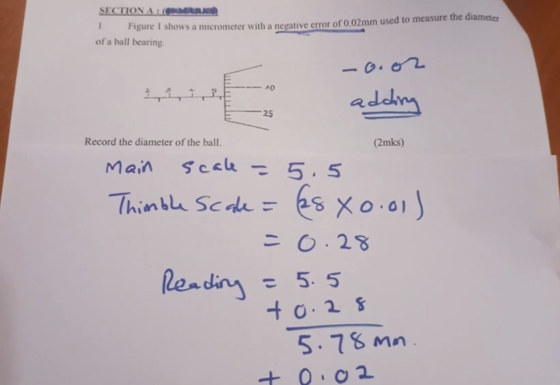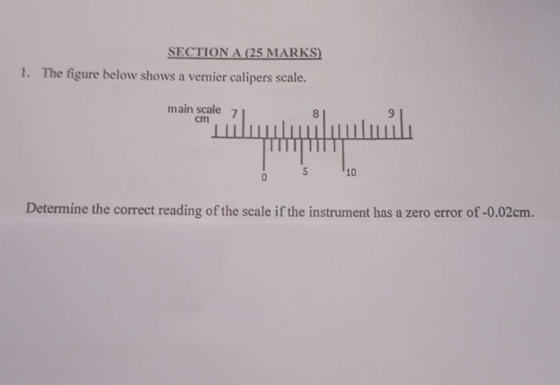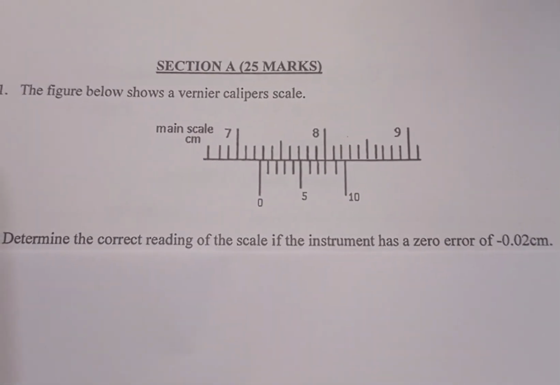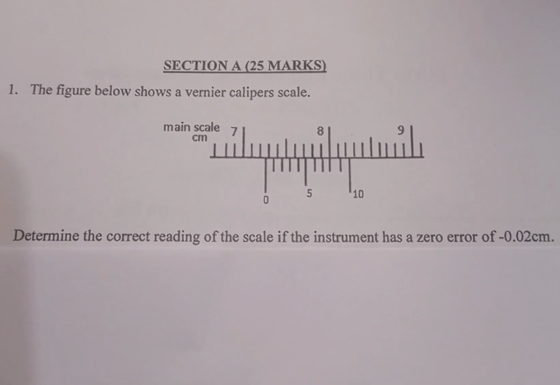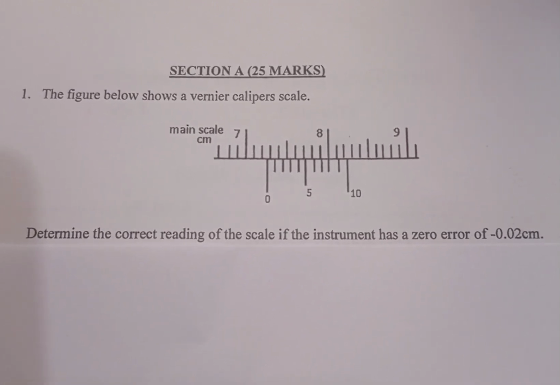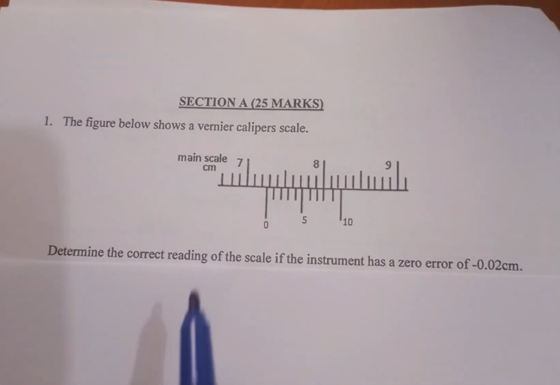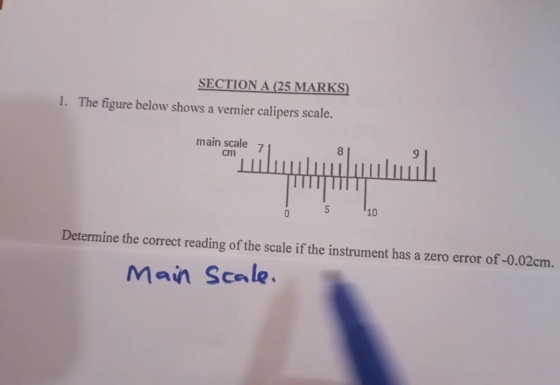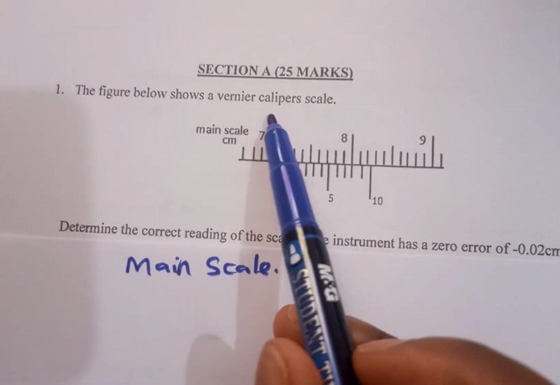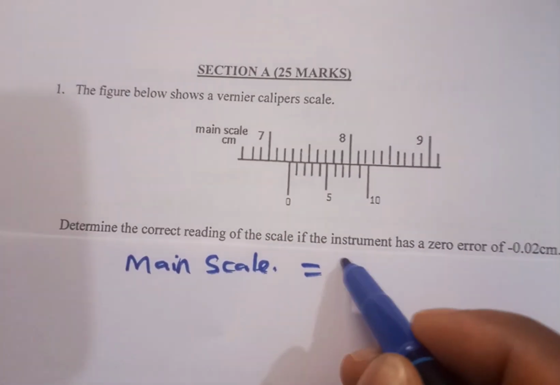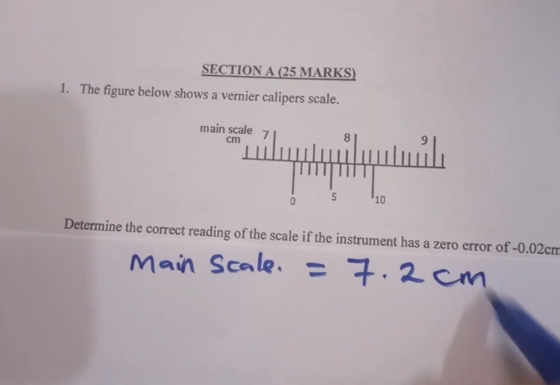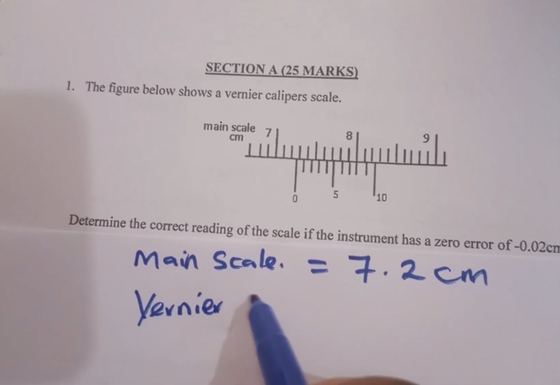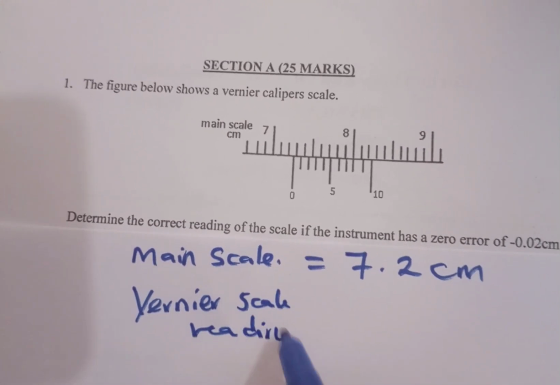So we move on to a vernier caliper, whereby we have the main scale and the vernier scale, which is below here, indicated from 0 to 10. Again we are to determine the reading, and this instrument had a zero error of negative 0.02. We take the reading of the main scale, which is at 7.2. If you count the divisions from 7 to 8, you'll get 10 divisions, so one division represents 1. So 7.2 centimeters. Then we add the reading on the vernier scale multiplied by the least count.